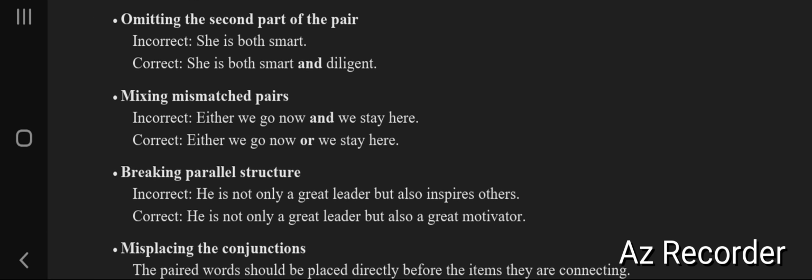Common mistakes. Learners often make predictable mistakes with the correlative conjunctions, like, for example, omitting the second part of the pair. Incorrect: She is both smart. Correct: She is both smart and diligent. Mixing mismatched pairs. Incorrect: Either we go now and we stay here. Correct: Either we go now or we stay here.